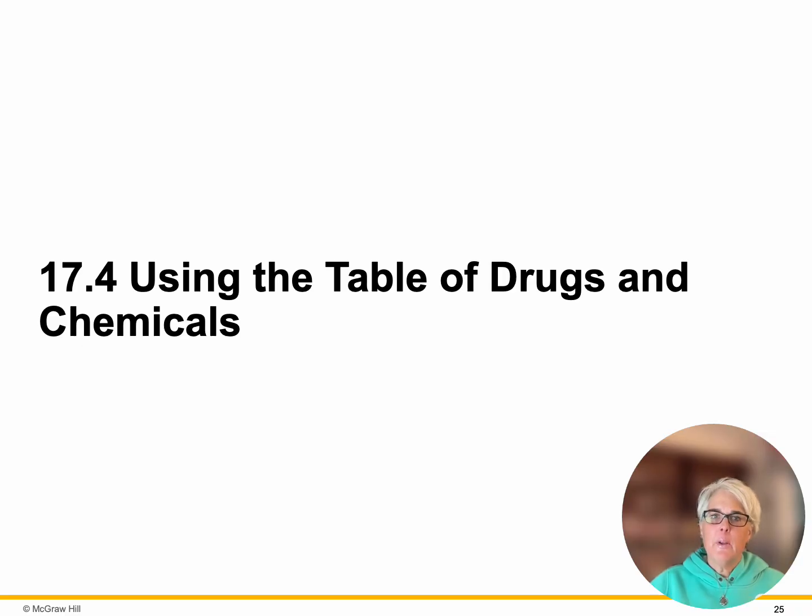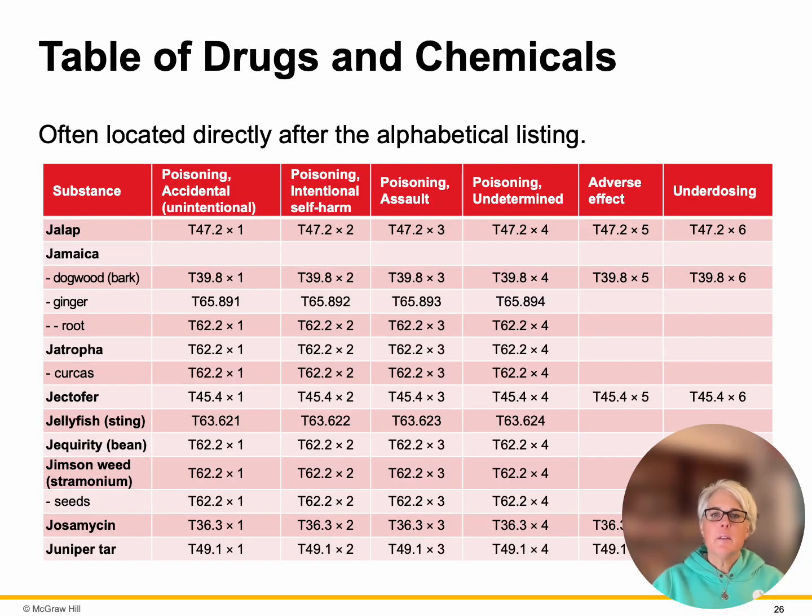Section 17.4 focuses on the table of drugs and chemicals, and this is your main tool for coding poisonings, adverse effects, as well as toxic reactions. This table usually appears right after the main alphabetic index in your ICD-10 codebook. In this table, you'll first look up the substance, sometimes by brand name, sometimes by generic name, so it's important to know both.